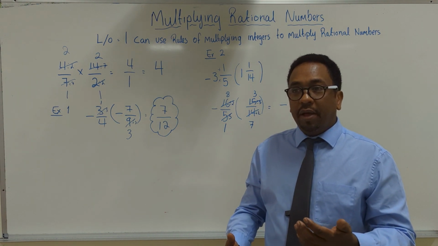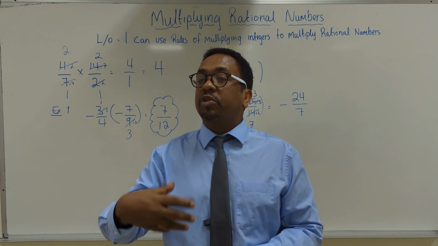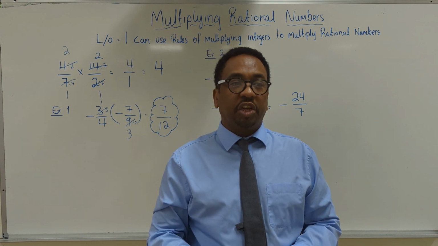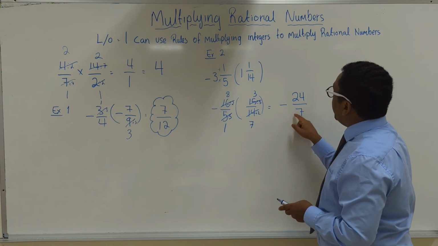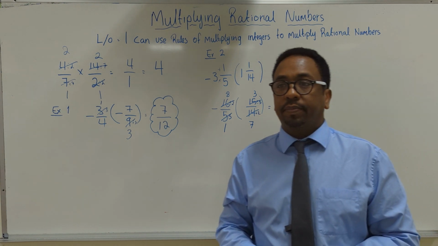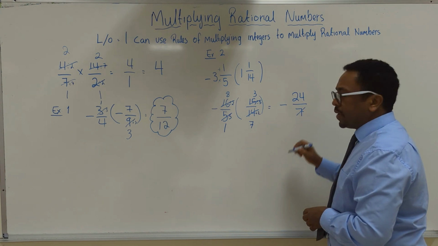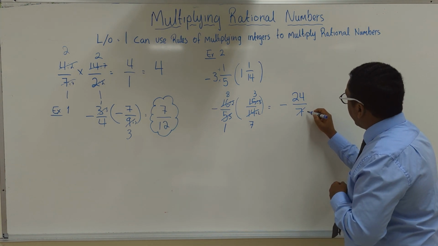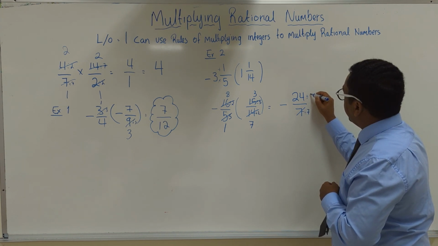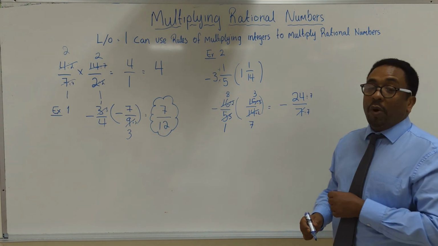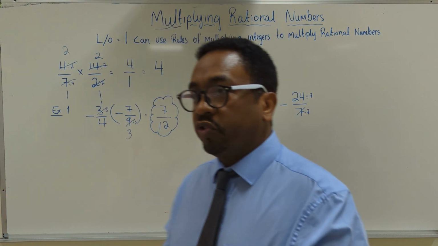Now remember, I don't have to leave my answer as an improper fraction. I have to try to change it into a mixed fraction. So how do I change this number into a mixed fraction? I will ask myself, how many 7s are in 24? 3, right? So divide here by 7, and divide here by 7.